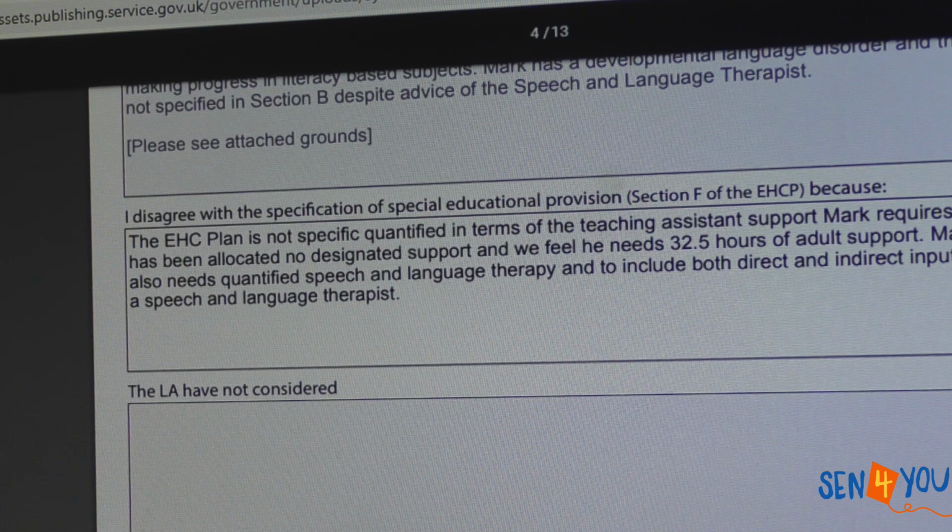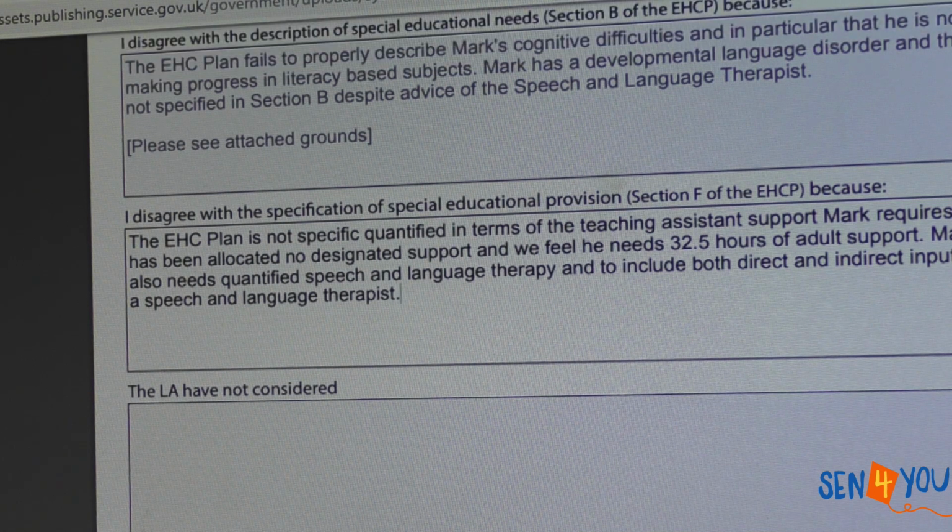Again, this may be just something that you might in conversation have with the school or professionals or the local authority. As I said, the tribunal's not after a great drafting exercise. What they're looking for you to do is be able to tell them, look, this is the dispute. So when they pick up the appeal papers, they can say, right, the two issues in this case that are up for dispute are the level of support that Mark's been allocated and the level of speech and language therapy.